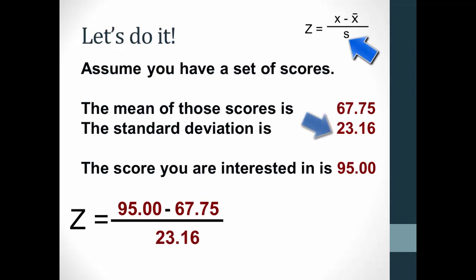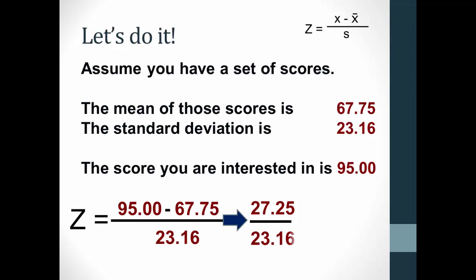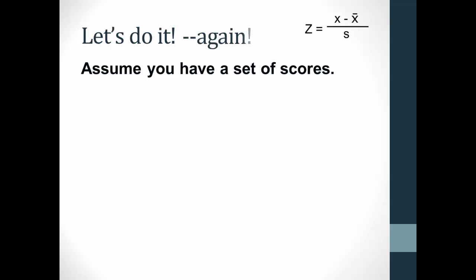Then plug the standard deviation of 23.16 into the denominator. If we do the calculation for the numerator, 95 minus 67.75, we come up with 27.25. When we divide that by the standard deviation of 23.16, so 27.25 divided by 23.16, we end up with a z-score of 1.1766. Let's do it again.